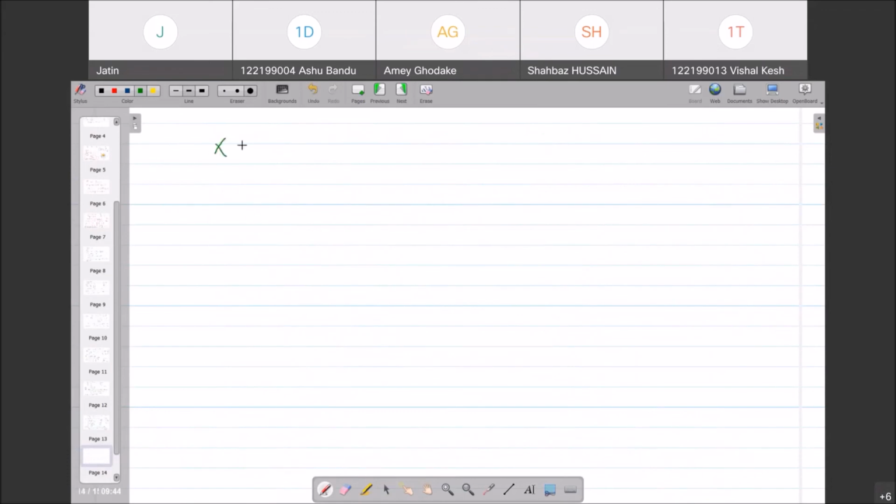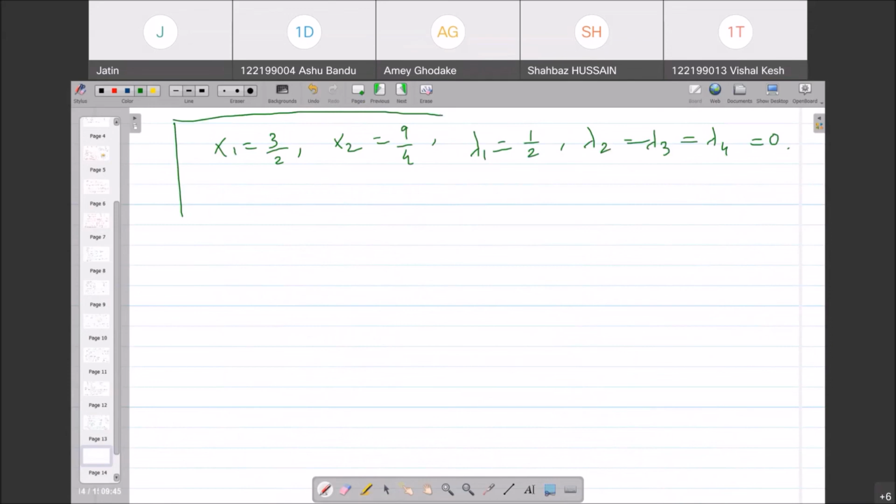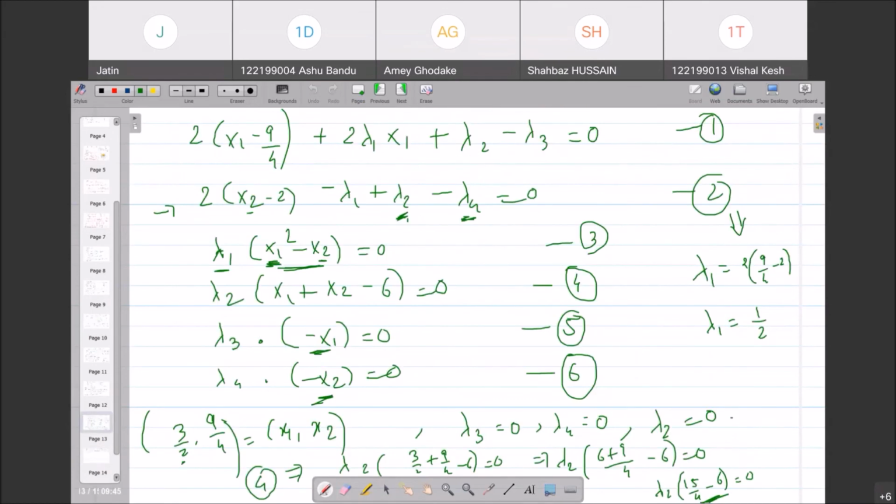You can see that if I take x1 equal to 3 by 2, x2 is equal to 9 by 4, my lambda 1 comes out to be 1 by 2, my lambda 2, lambda 3, lambda 4 comes out to be 0. So these are the points I'm getting. So I'm having x bar and I'm having KKT multipliers greater equal 0, such that all the conditions are satisfied.